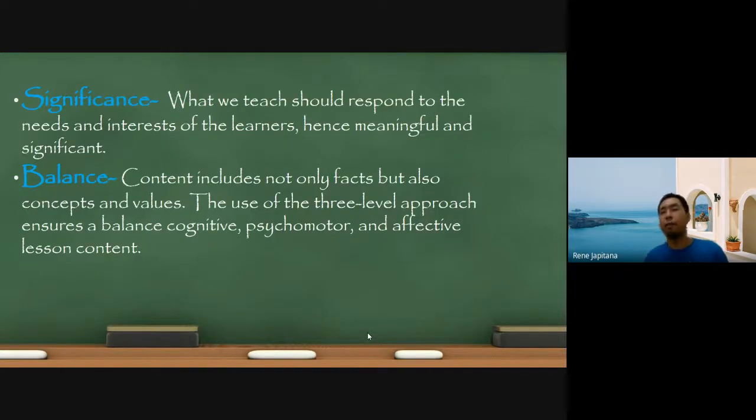The second principle in choosing or selecting the content in the subject area is significance. From the word itself, how significant is the content that we are going to choose to deliver to our learners? What we teach should respond to the needs and interests of the learners. Sometimes we are blindfolded by the idea that everything we teach, with different scope, is always considered learning. Yes, that could be, but there should be a response to the needs of our learners.